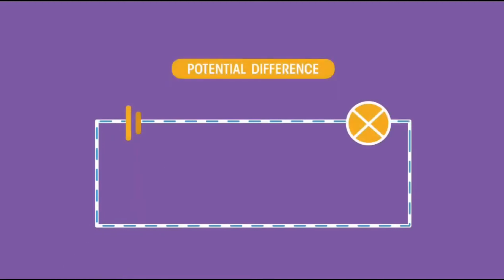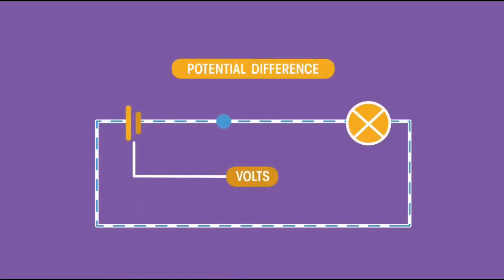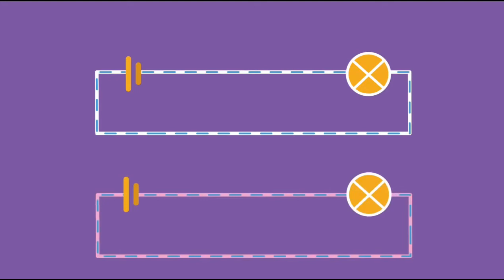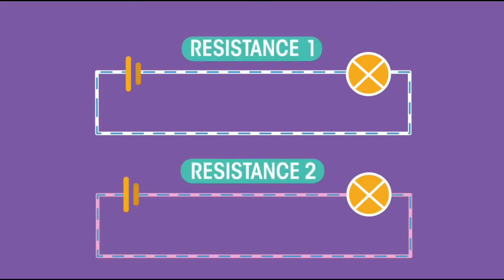A difference in electrical potential, measured in volts, is needed to propel the electrons through the metallic structure. The voltage measures the amount of energy per coulomb or joules per coulomb. Different conductors will have different metallic structures and so exhibit different resistances in a circuit. A component with a high resistance will need a higher potential difference, or voltage, to move electrons through it compared to one of a lower resistance.